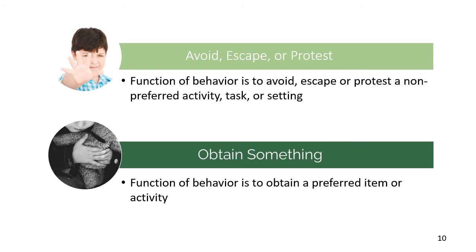The first possible function of behavior is to avoid, escape, or protest a non-preferred activity, task, or setting. This may be related to anxiety or a perceived lack of control. In this case, it's important to consider whether academic, social emotional, or executive functioning skill deficits are contributing to the behavioral challenges. Oftentimes, replacing this function may require frequent breaks or positive reinforcement.